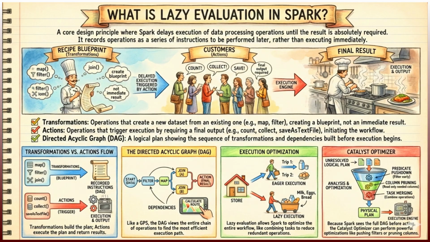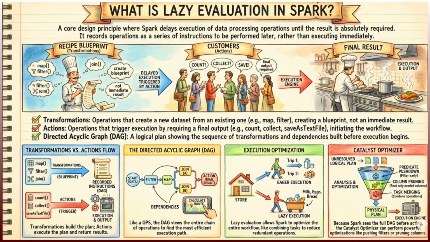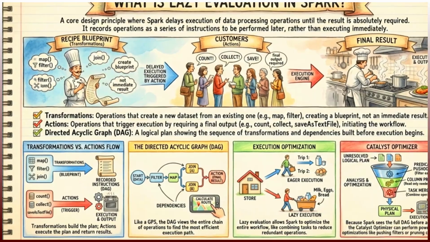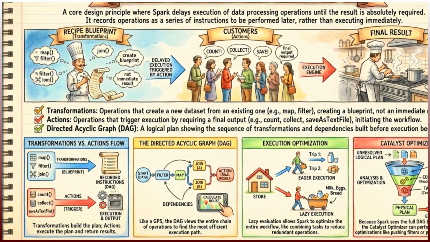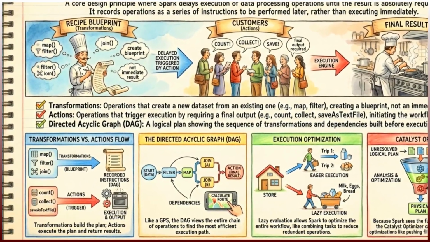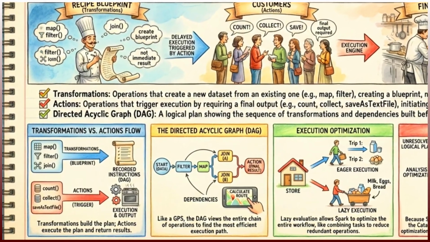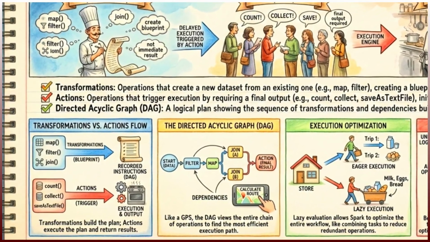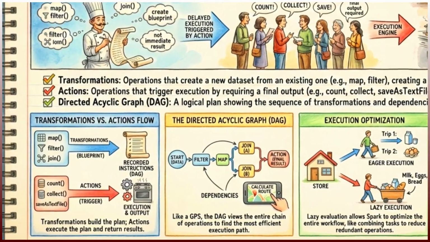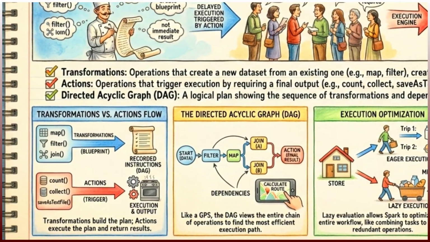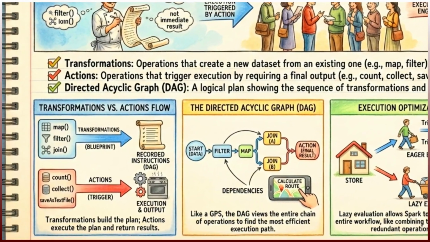To understand this, we have to look at the two main types of operations in Spark. One is transformations and the other is actions. Transformations are your instructions. Think of a filter, map, or join. When you type this, Spark isn't actually moving data, it's just writing the recipe. Step 1, chop the onions. Step 2, sear the steak.